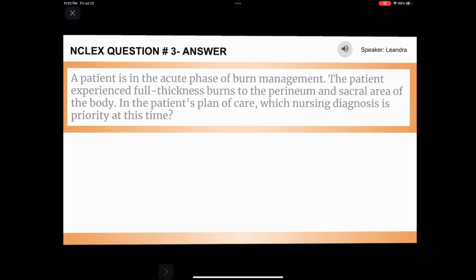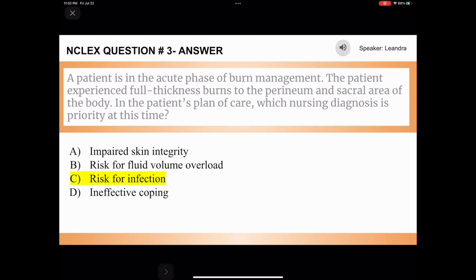The correct answer is C, risk for infection. Next slide.